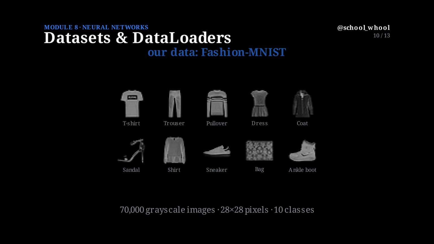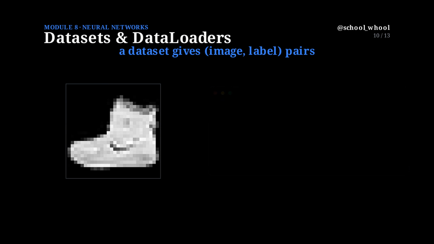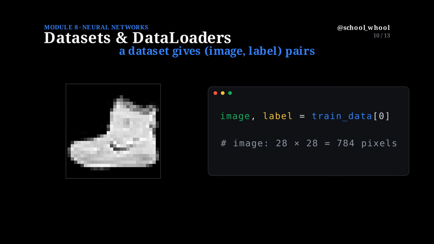The first tool is the dataset. Think of it as a numbered list. Ask for item 0, and it hands you back a pair. The pair is an image and its label. Here, image number 0 is this ankle boot, and its label is the number 9, the class code for ankle boot. Every item is one image, one answer.